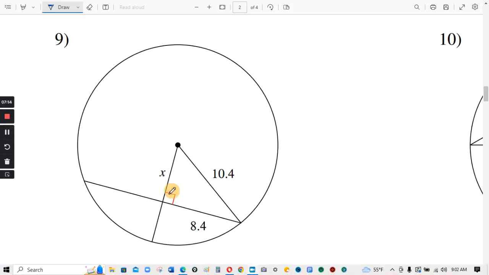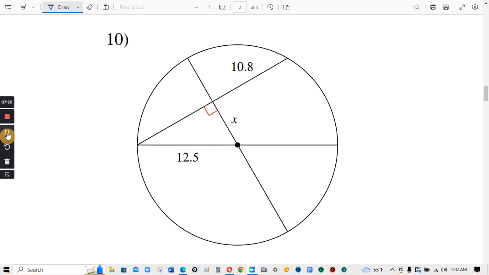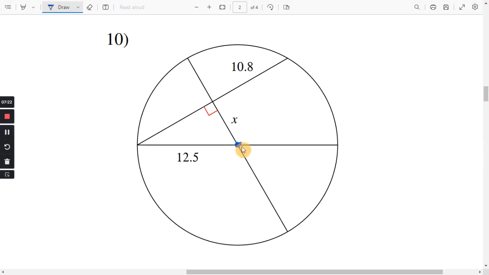9 is easy. It's just Pythagorean theorem. They gave you all the stuff you need. Number 10 starts from the center, and it makes a right angle here. This chord is being bisected. If this is 10.8, then this one right here is also going to be 10.8.